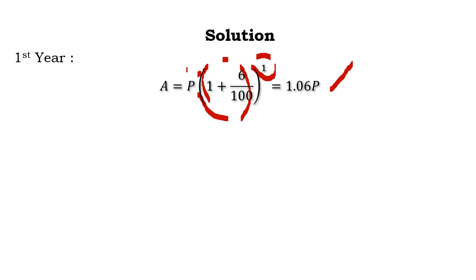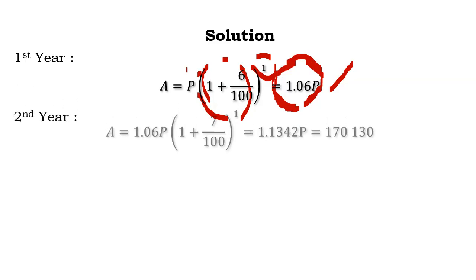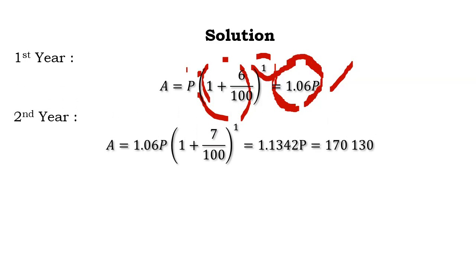Then now this 1.06p is our new principal, the amount I'll deposit at the beginning of the second year or at the end of the first year. So it becomes our principal for the second year. So what will be the amount at the end of the second year? We'll have the amount is equal to still the principal now, which is the amount of money at the end of the first year, into 1 plus the rate of the second year, which is 7 per 100.